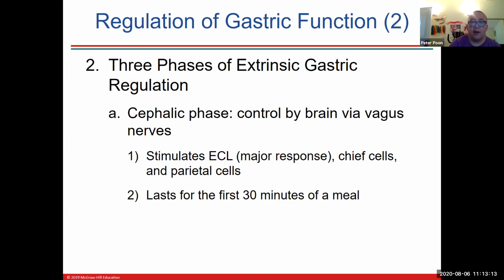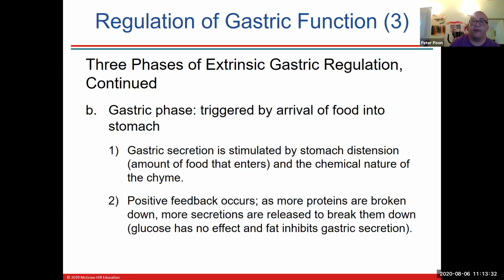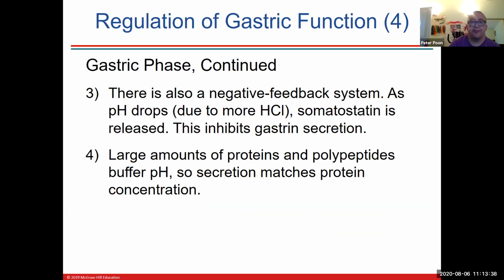So the cephalic phase is controlled by the brain. Cephalic is brain, so brain via the vagus nerve. Then the gastric phase, the arrival of food in the stomach. And that is a positive feedback loop.